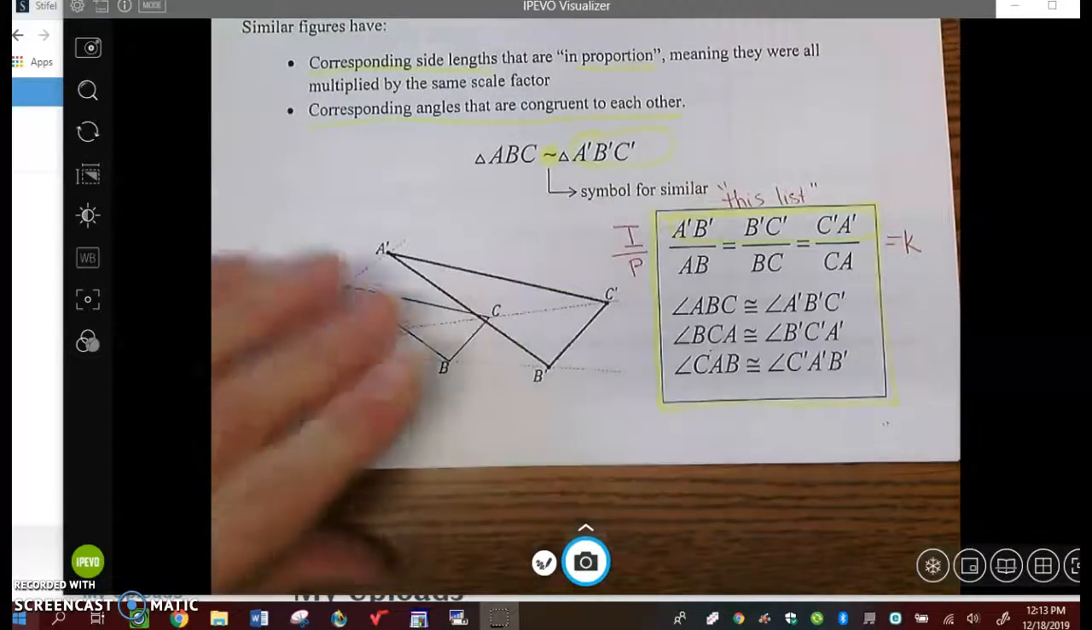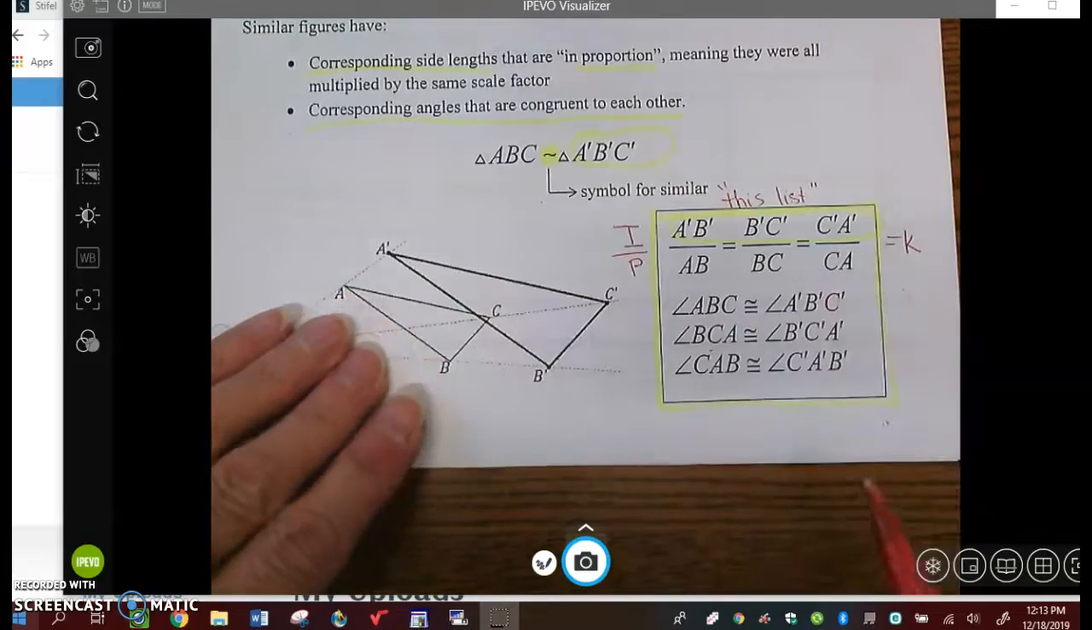So soon we're going to be doing proofs, and we're going to make that list every time. All right, so let's flip and I'm going to summarize what I just talked about.